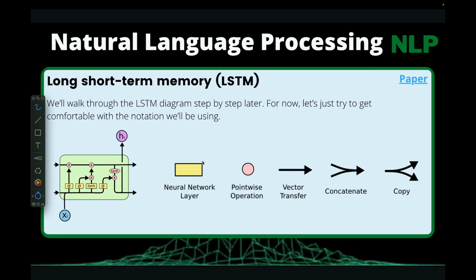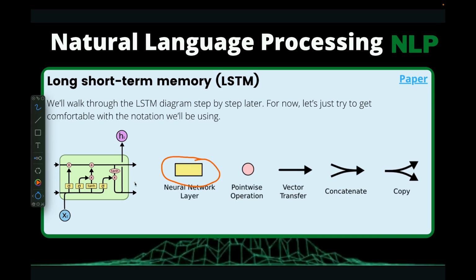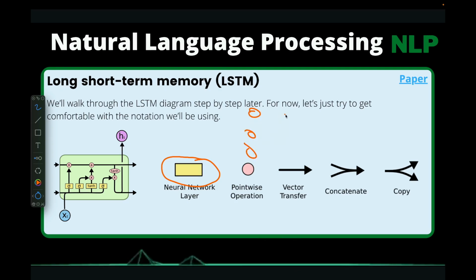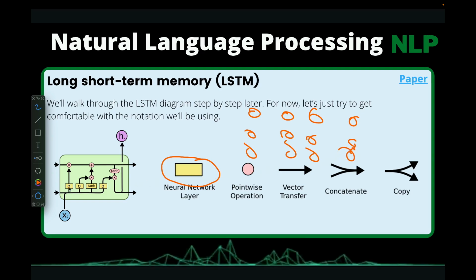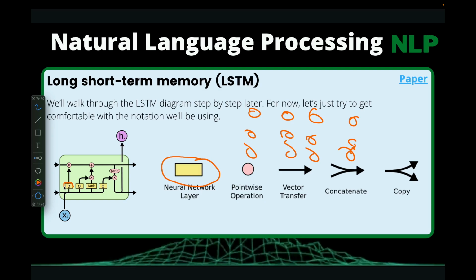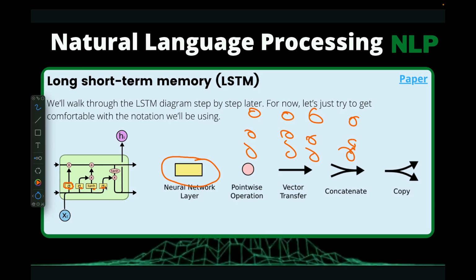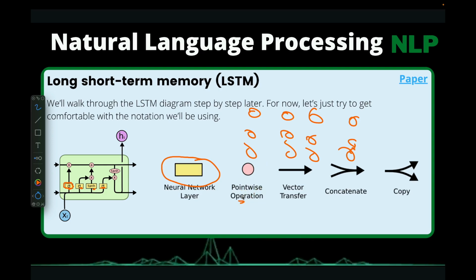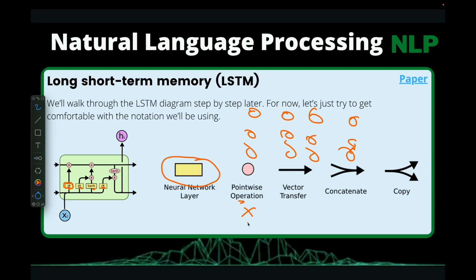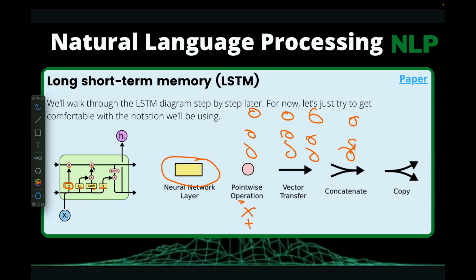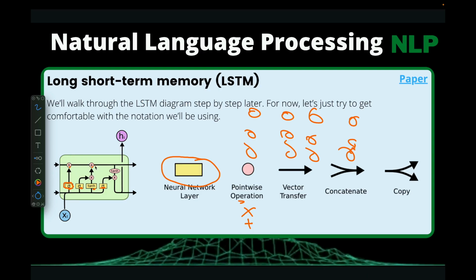If you see these yellow rectangles, they mean a neural network layer. Remember, in the neural network, we have some hidden layers, and then some output layers. So these represent neural network layers. Here we have the sigmoid layer, tanh layer, and then another sigmoid layer. If you see a circle like this, it means a pointwise operation. It can be a multiplication operation or an addition operation. We will see what multiplication means and what addition means in this case.